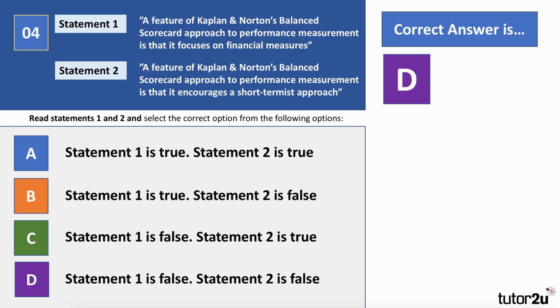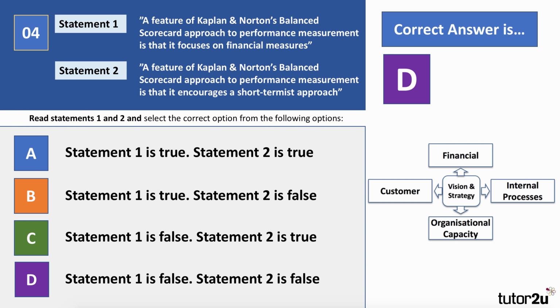A key feature of the balanced scorecard is it's much more than just financial measures. Financial measures are just one part of the 4 perspectives that Kaplan and Norton suggested a business should look at. Therefore, statement 1 is false. And similarly, statement 2 is also false.